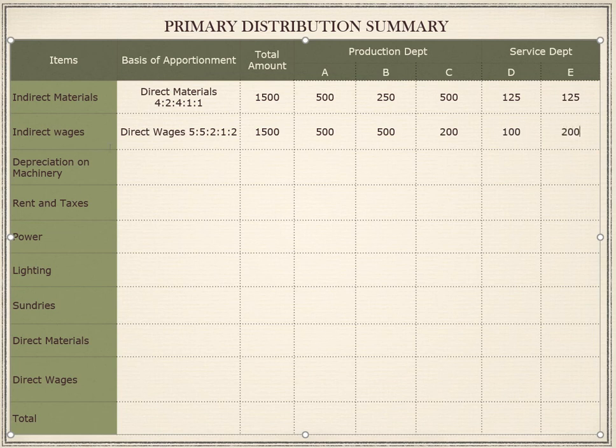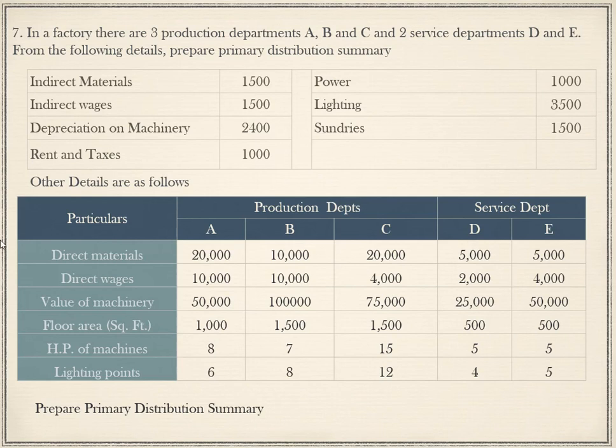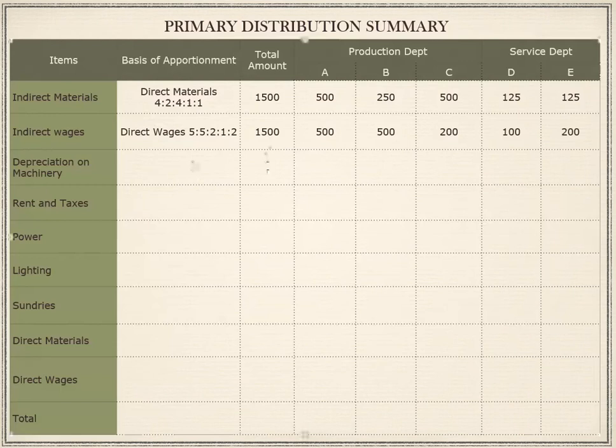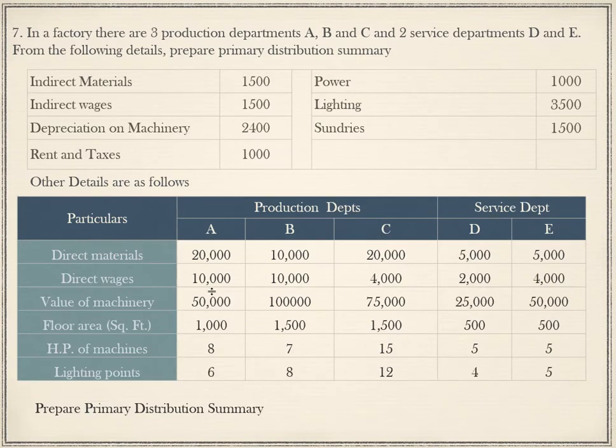The next one is depreciation on machinery. What is the value of depreciation of machinery? It is 2400, and the basis of apportionment of depreciation is value of machinery, right? What is the ratio of value of machinery? It is 2 is to 4 is to 3 is to 1 is to 2.